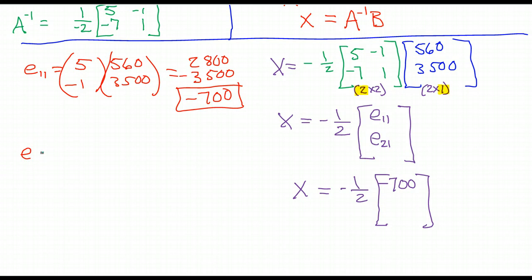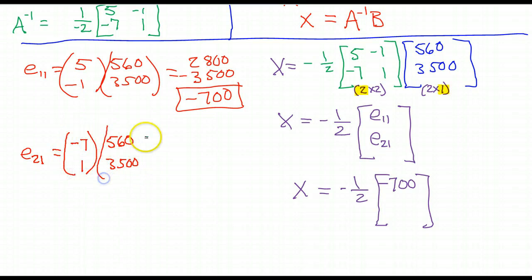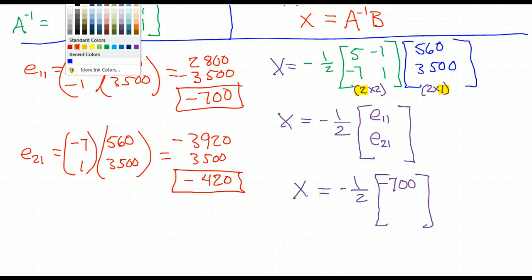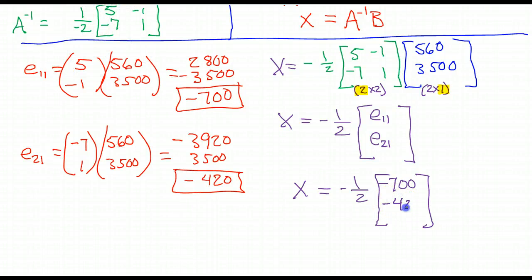The other element is element 2, 1. So that's row 2, column 1. Row 2 is negative 7 and 1. And of course, column 1 is 560 and 3,500. So row 2 times column 1. Let's see, 7 times 560 is going to be negative 3,920. And of course, this is 3,500. So that is going to be negative 420. That is our second element.